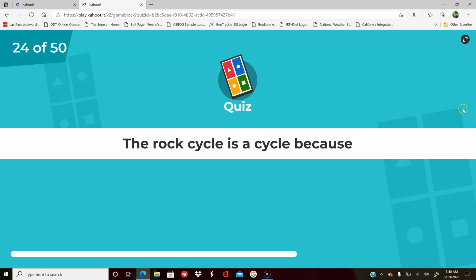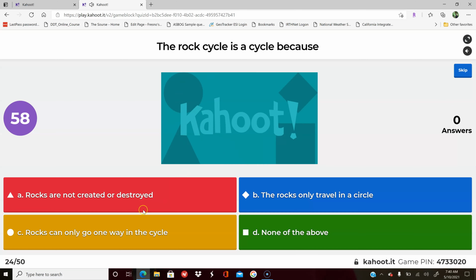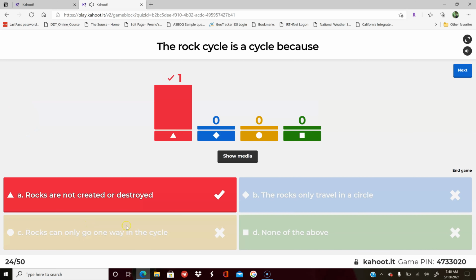The rock cycle is a cycle because rocks are not created or destroyed. Rocks only travel in a circle. None of the above, or rocks can only go one way in the cycle. Rocks are not created or destroyed, so it's a cycle. They're just being transformed from one type of rock to another.